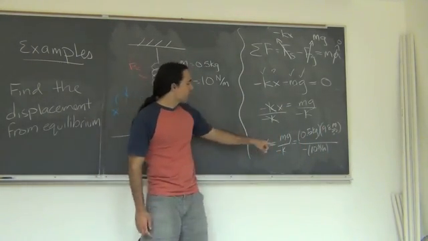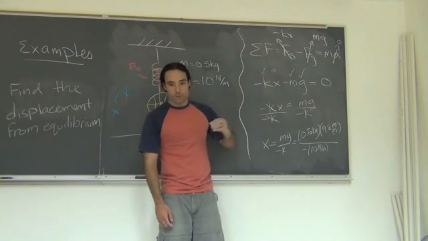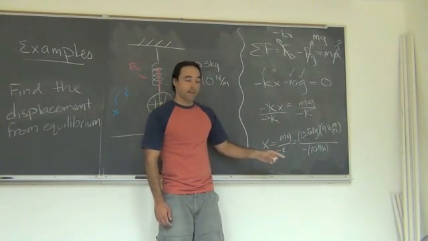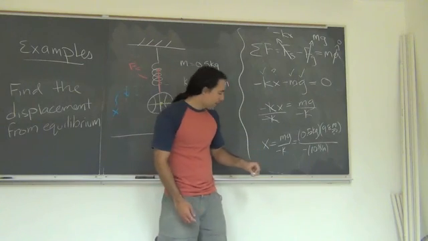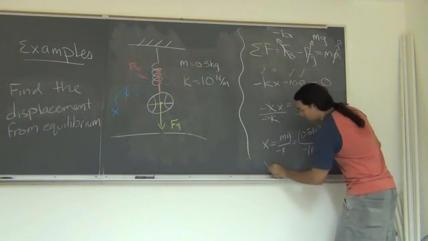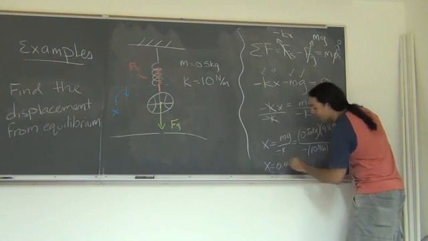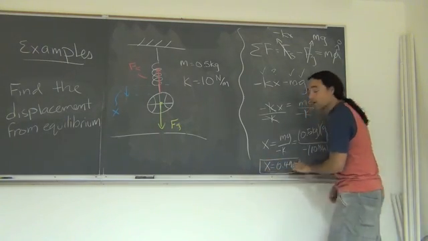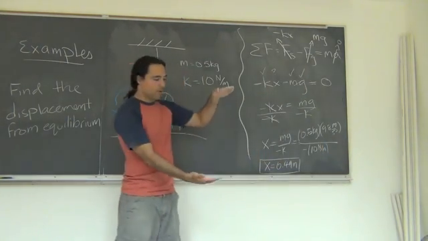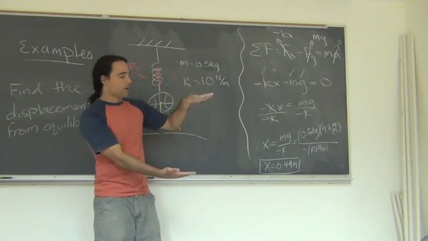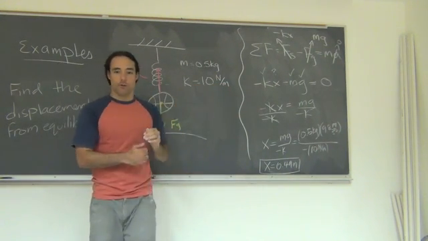Continuing with this, 0.5 times 9.8 is 4.9, divided by 10 is 0.49, so this will be x equals 0.49, or about half a meter. About half a meter, about this big, is how far my basketball is stretching my spring.